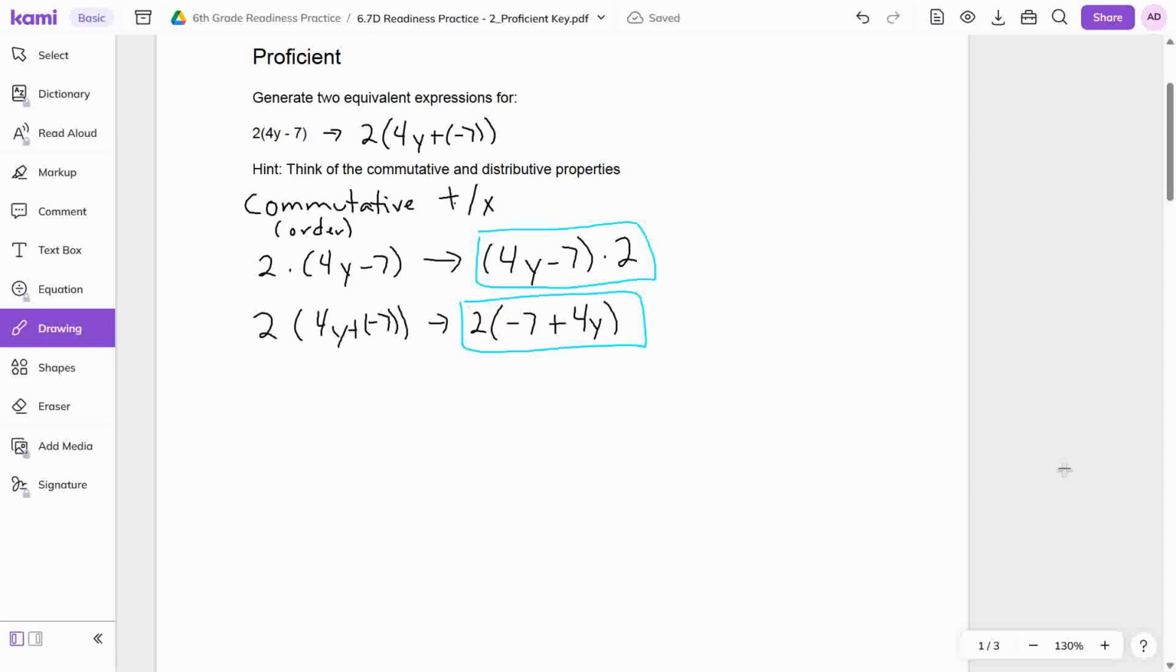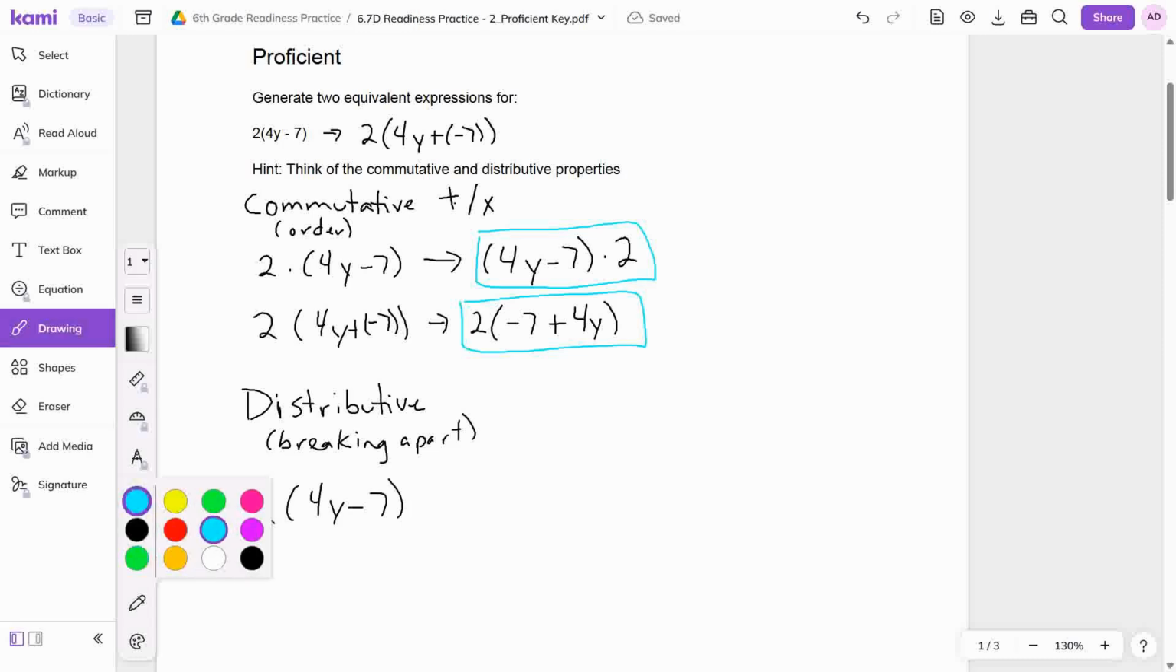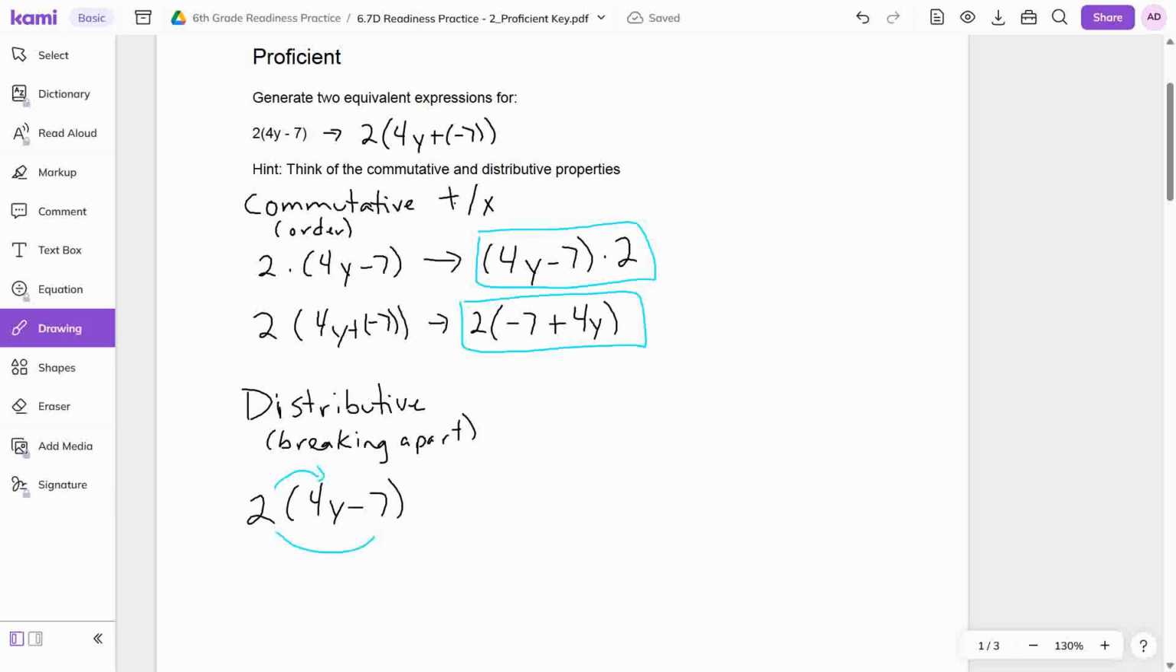Now let's think of the distributive property. All right, so the distributive property is breaking apart, and that is a very important property for us to know because we'll be using it for the rest of our mathematical careers. So what we do here is we take our 2, and then we're going to bring our 4y minus 7. And distribute means if you have a number being multiplied by a term in parentheses, you can break it apart and then multiply that number by each of these terms separately.